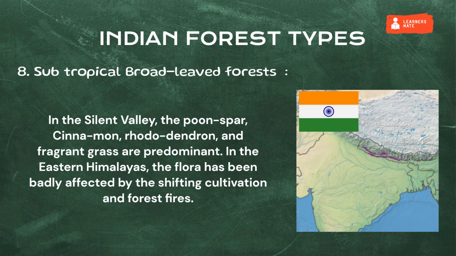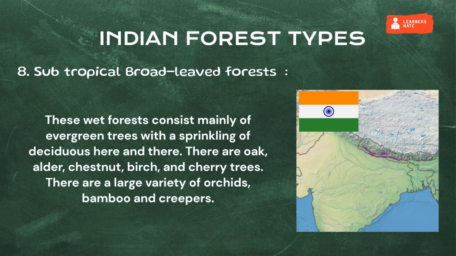In the Eastern Himalaya, the flora has been badly affected by shifting cultivation and forest fire. These wet forests consist mainly of evergreen trees with a sprinkling of deciduous here and there. There are oak, alder, cashew nut, beech and cherry trees. There is a large variety of orchid, bamboo and creeper.